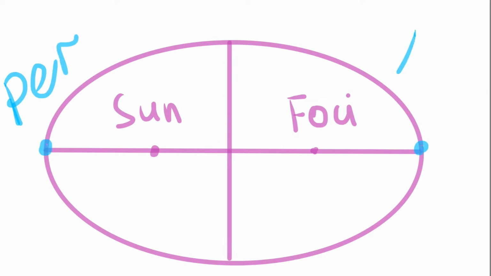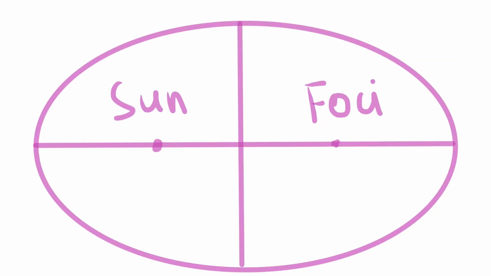We also have terms called perihelion and aphelion. Aphelion is the point of Earth's orbit that is farthest away from the Sun, and perihelion is the point of Earth's orbit that is nearest to the Sun. Overall, Kepler's first law sounds like this: the orbit of a planet is an ellipse with the Sun at one of the two foci.